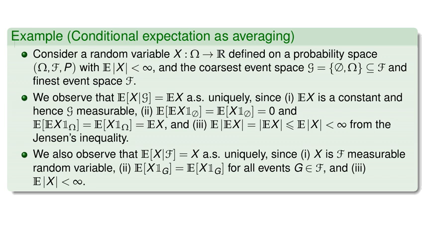We also observe that the conditional expectation of x given the original sigma algebra script F is just x itself, almost surely. This holds uniquely because, first, x is by definition script F measurable. Second, the averaging property is trivially satisfied: expectation of x indicator G equals expectation of x indicator G for all G in script F. And third, we assumed x is integrable. Expectation of absolute x is finite.